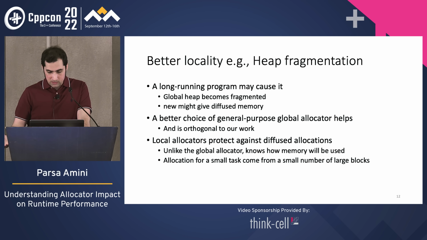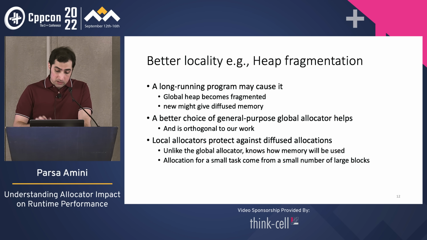What can you do about it? For one, you can reduce this degradation with a better choice of a general purpose global allocator. But that is orthogonal to our work. That is what you should do first. Then try to use allocators. Go use the best global allocator you can, and still the rest of what we can do with local allocators is relevant to you.